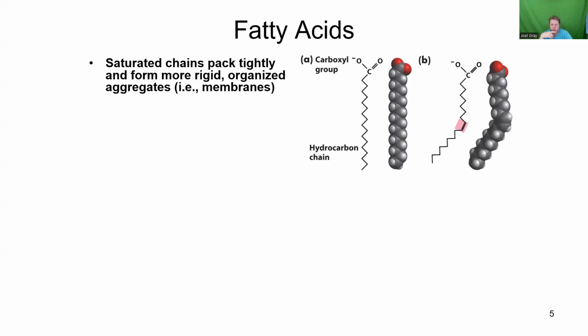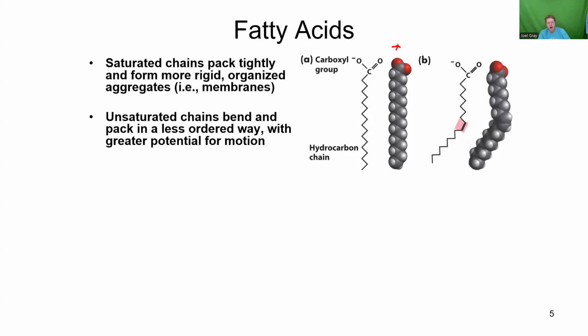On our middle image, which kind of looks like a caterpillar, this is a saturated fatty acid. Notice how it basically makes a straight chain almost. It's a zigzag line, but it's basically overall straight. Whereas our unsaturated fatty acid has a dog leg to it, like a kick out. Unsaturated fatty acids are going to bend and pack together in a much less ordered way, with greater potential for motion.